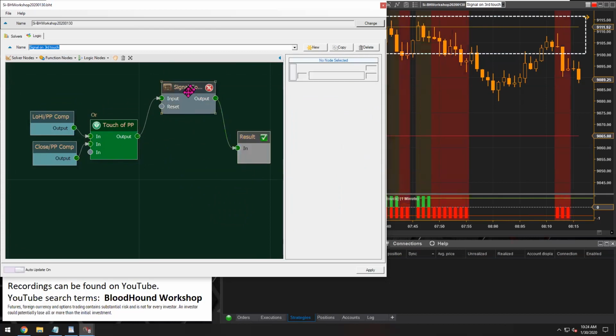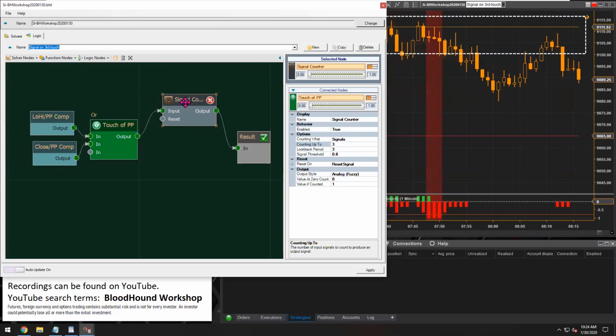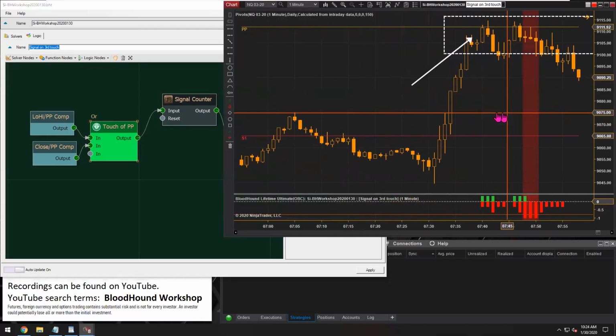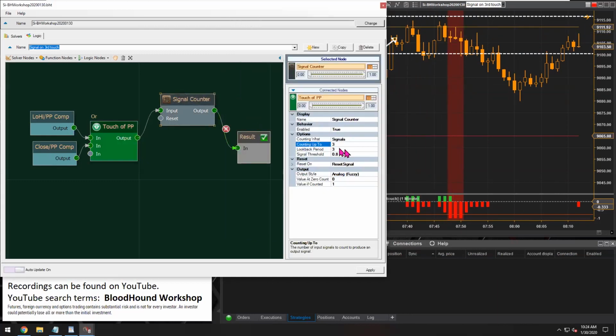We'll connect this up. All right, so the counter: what are we counting up to? We want to count up to the third input. What are we inputting into the signal counter? We're inputting signals when price touches our support resistance line. And so we want to count up to the third one.